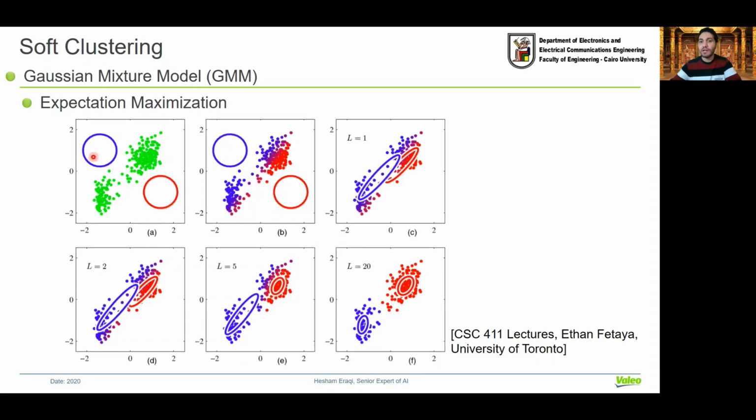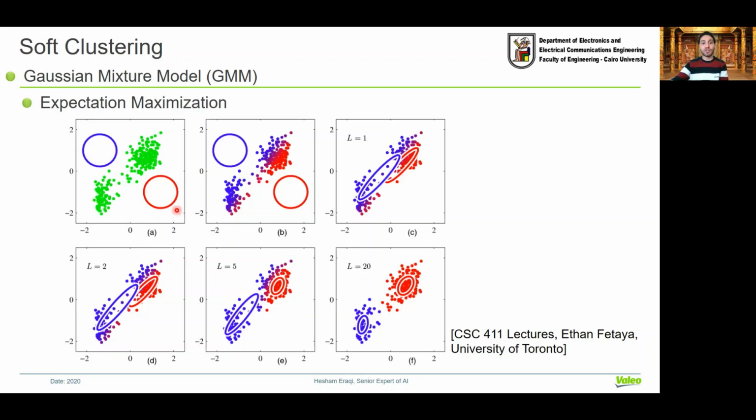What is this circle? This circle is a plane that intersects our 3D Gaussian distribution. Okay, our Gaussian distribution is 2D. So to visualize it, you should draw it in 3D. But if you cut it using a horizontal plane, you will have a circle or an ellipse. You will get a circle if the covariance is equal to 0. You will get an ellipse if there is a covariance, whether it is negative or positive.